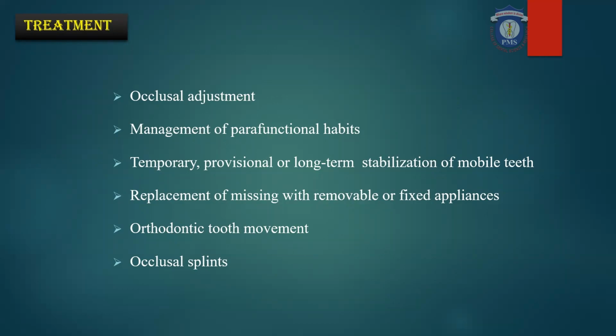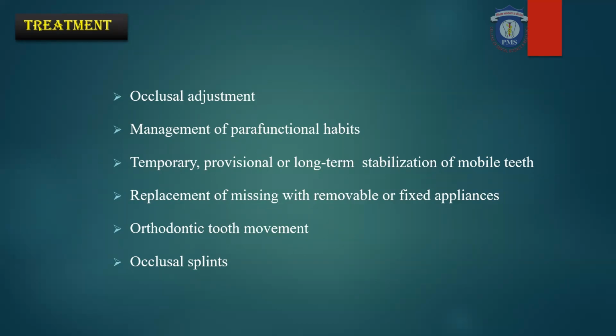If there is drifting or supraeruption in an edentulous area, with an unreplaced missing tooth, we have to correct the traumatic occlusion by replacing the missing tooth, either with a removable or fixed appliance, or even with implant therapy. If there is malalignment or tooth displacement, we can correct the traumatic occlusion by orthodontic tooth movement. We can also go for occlusal splints in cases of bruxism. So these are the various treatment approaches for the management of traumatic occlusion.